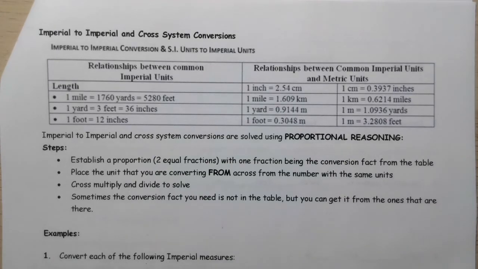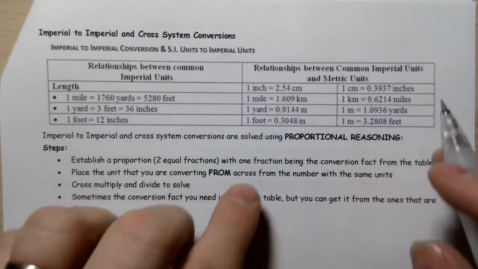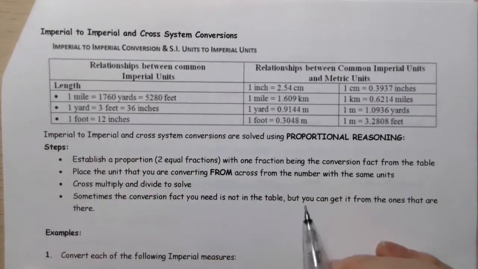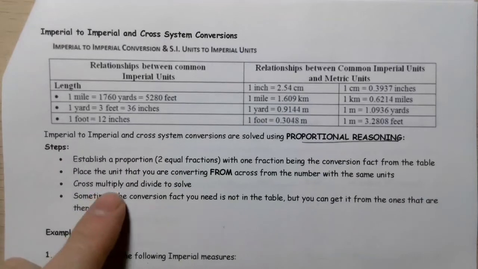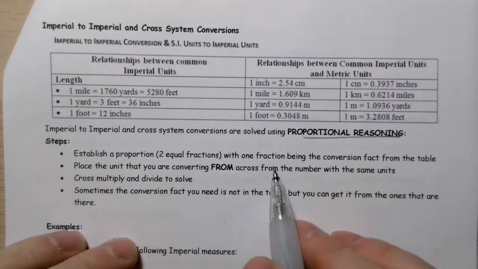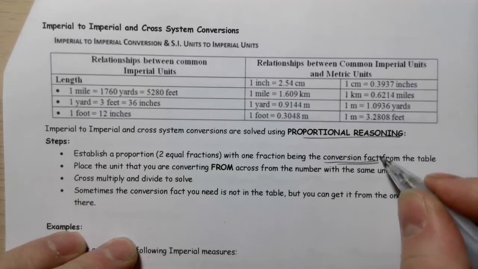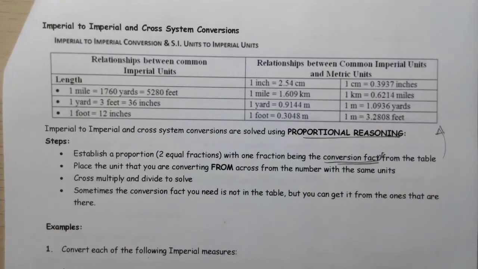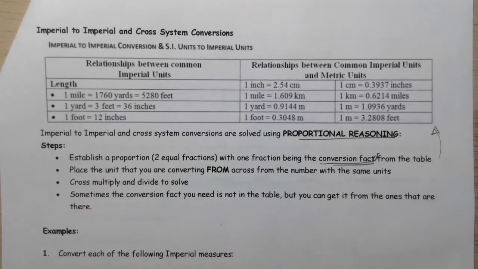Some of us only know our heights in terms of centimeters. To facilitate that kind of communication, it helps to have a way of converting between those two systems, and we're going to use proportional reasoning. Here are the steps. We establish a proportion, which is two equal fractions, with one fraction being the conversion factor from the table. The other fraction has the measurement that we have, and leaves a variable spot for the value that we're looking for. Then we cross multiply and divide to solve.